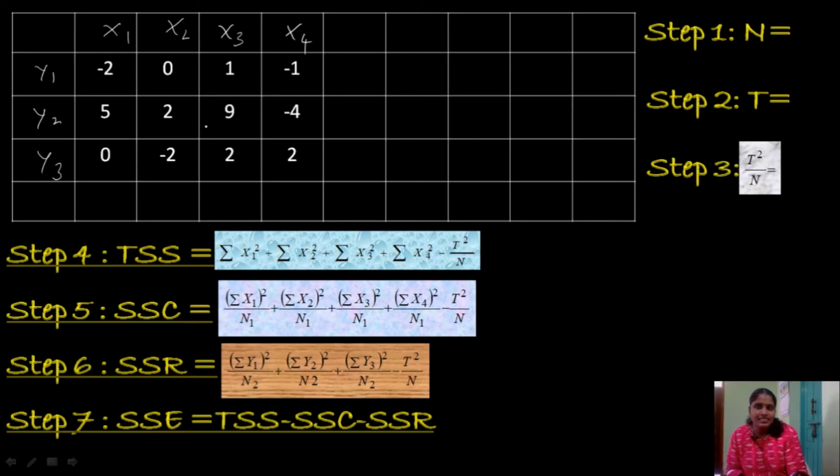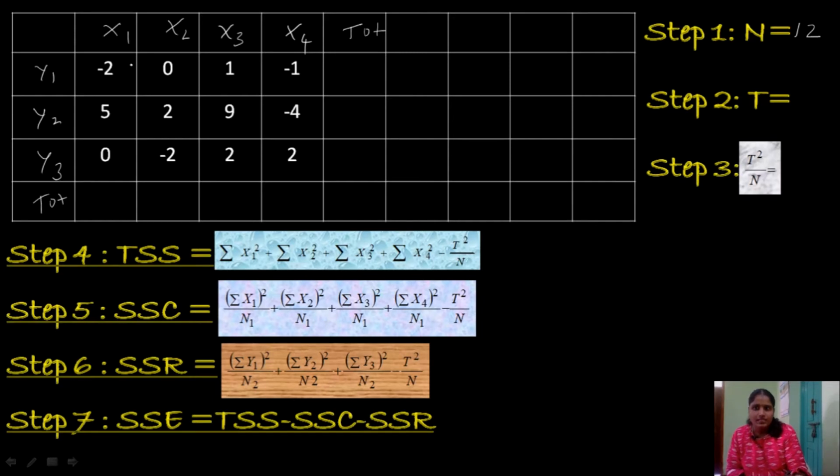After assigning the variables, our first step is to write down the value of n. n is nothing but the total number of observations given in our problem. So totally we have 3, 6, 9, 12. So there are totally 12 values, that is 12 observations are given. So n is equal to 12 here. And T is nothing but the grand total that we are going to calculate now. So for that, let me calculate the row totals and column totals now.